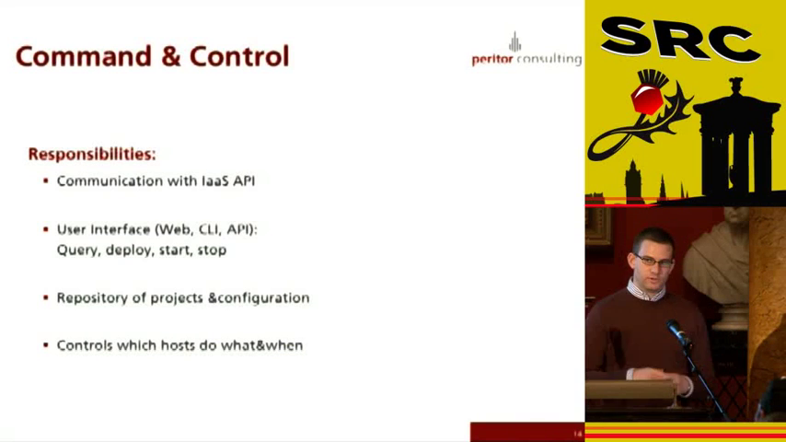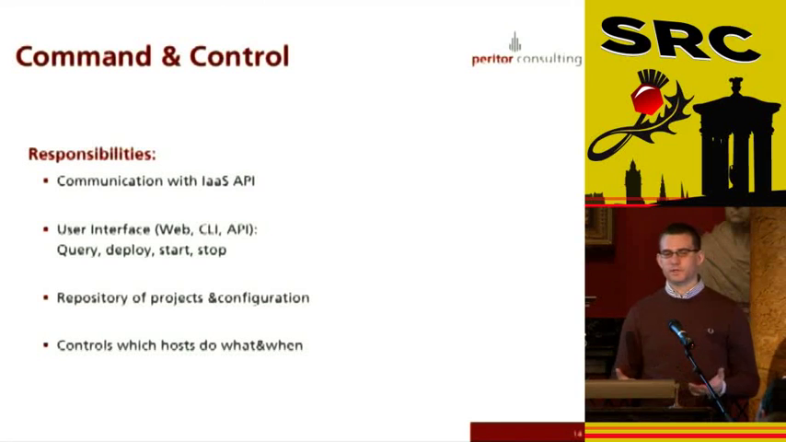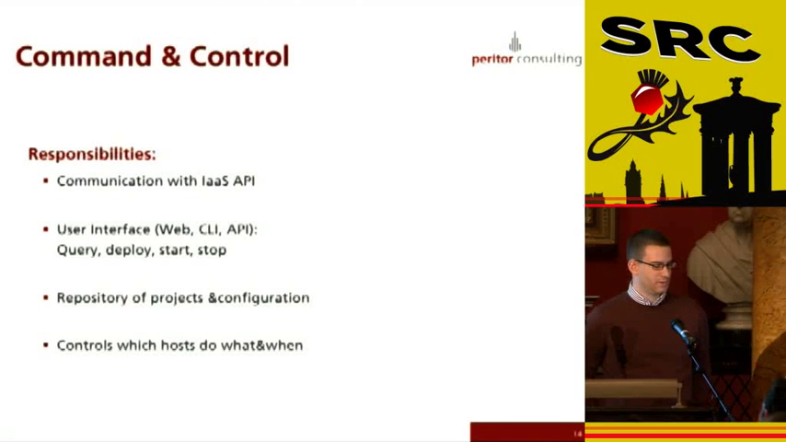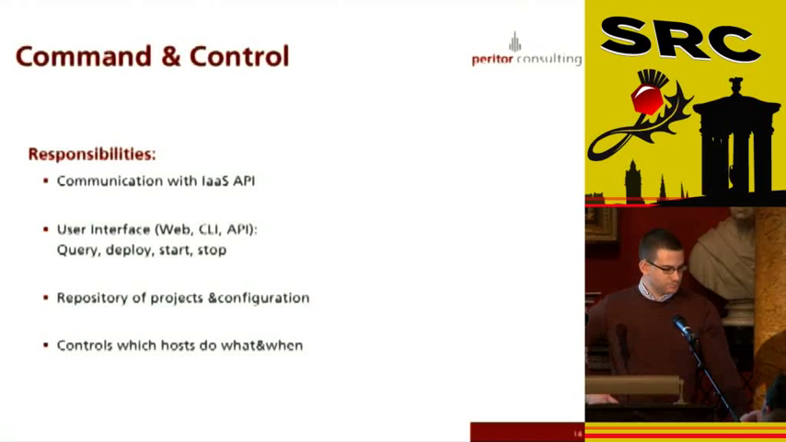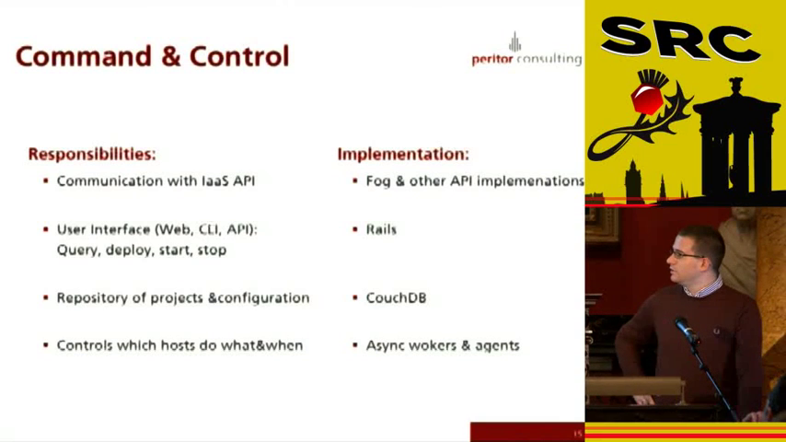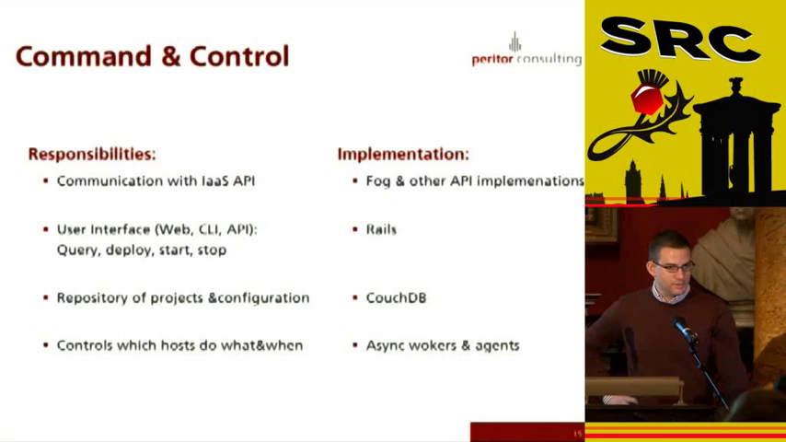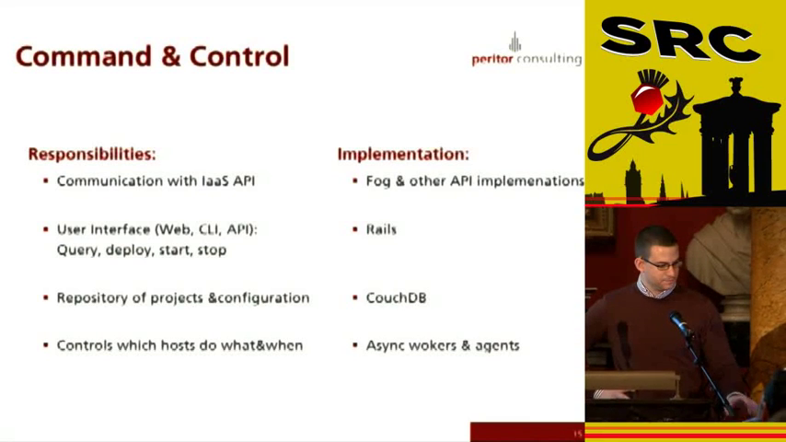And it handles all the interaction with the user, either via an API, via the command line interface, or via the web UI. And it stores the configuration, as I said, what you want to do on the machines. I'm going to show you an implementation based on Fog, which we use to do all the interaction with Amazon, a simple Rails web app and a CouchDB repository, but more on that later.